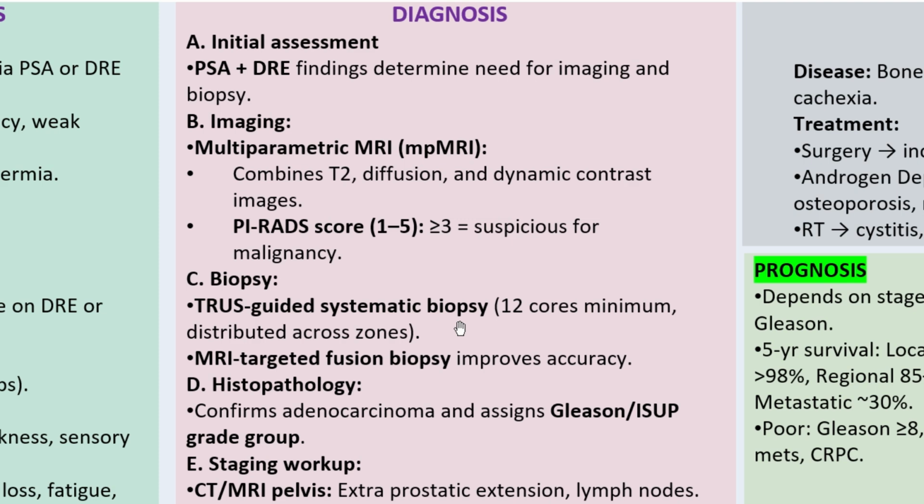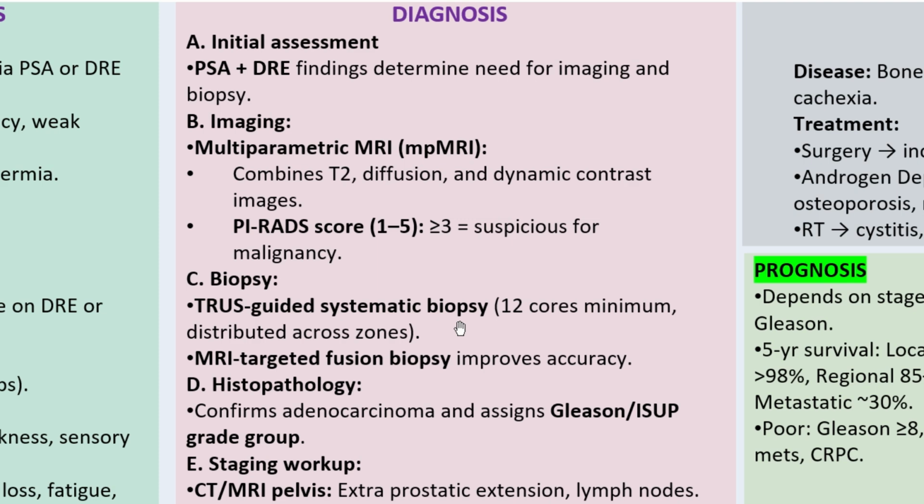So when we do the imaging, we can do the multiparametric MRI, which combines the two, diffusion and dynamic contrast images. Then we can do the PI-RADS, which is the Prostate Imaging Reporting and Data System score, that is going to tell us if we have a score of greater than 3, we are going to be suspicious of malignancy. And the PI-RADS is going to resemble the BI-RADS for the breast cancer imaging reporting system.